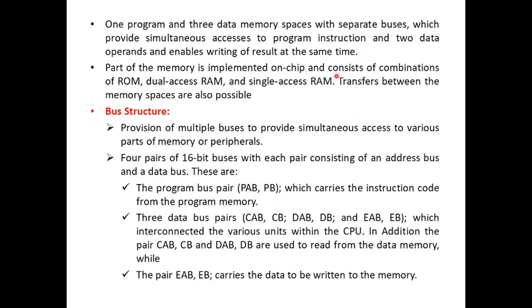Part of the memory is implemented on chip and consists of combinations of ROM, RAM, and single access RAM. Transfers between the memory spaces are also possible. So let us start first with the bus structure. The provision of multiple buses provides simultaneous access to various parts of the memories and the peripherals.